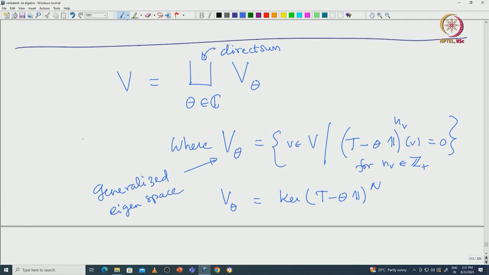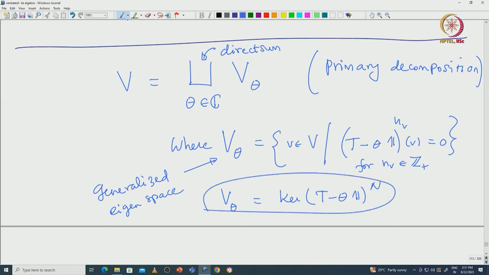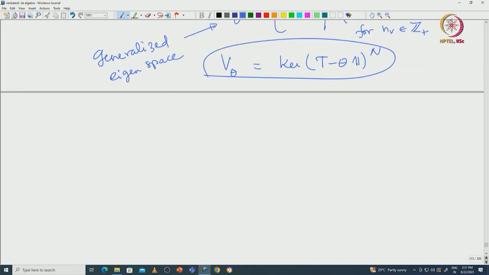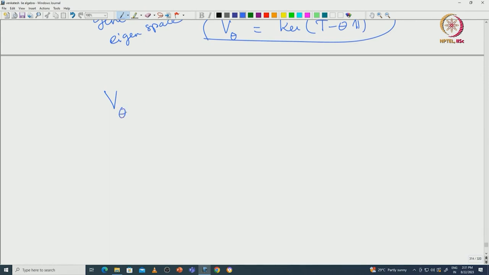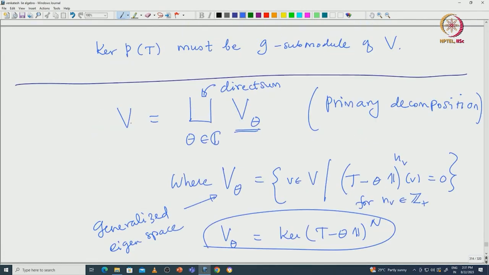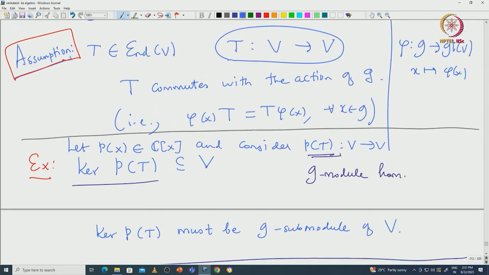Now we have this decomposition of capital V into a direct sum of generalized eigenspaces. This is called the primary decomposition. What is important in the primary decomposition? All these V thetas occurring in this decomposition are all kernels of some polynomial in T. In particular, from the earlier remark, this V theta becomes a G submodule of capital V.